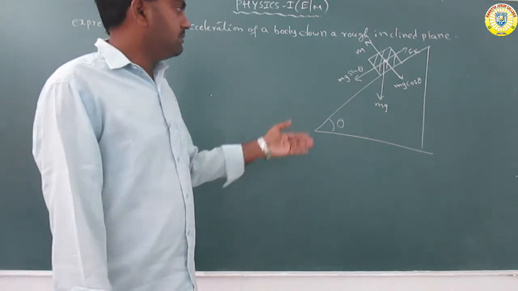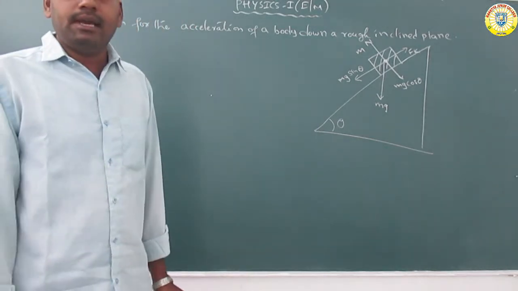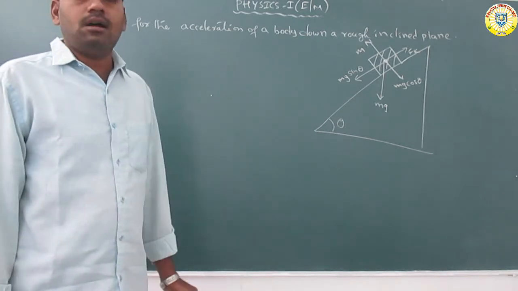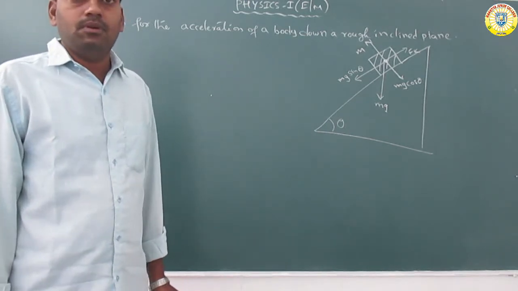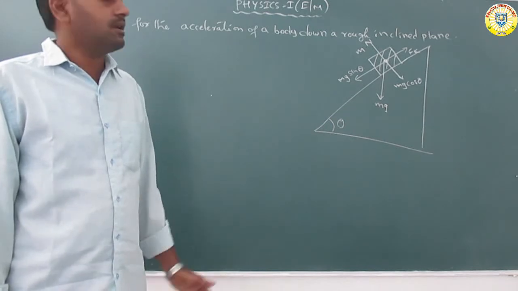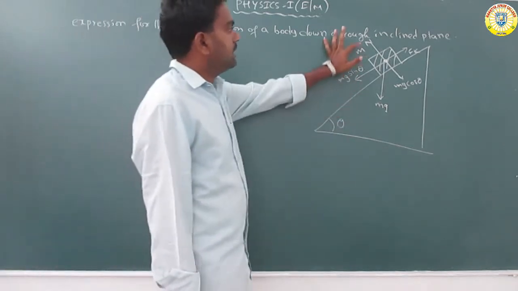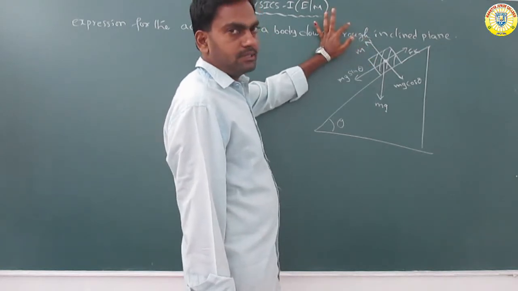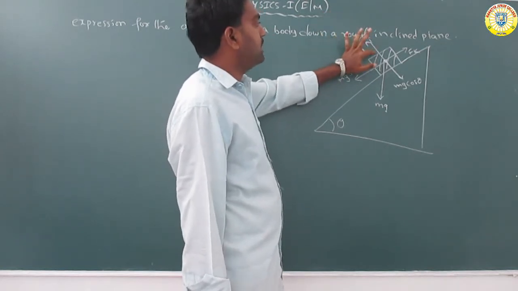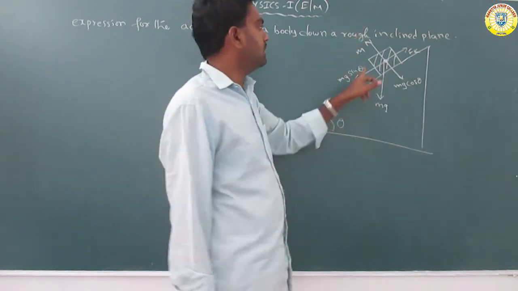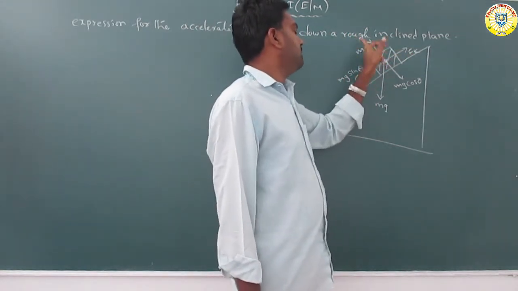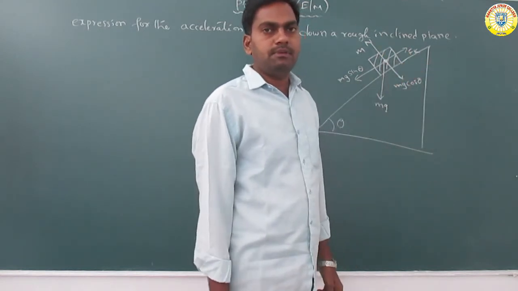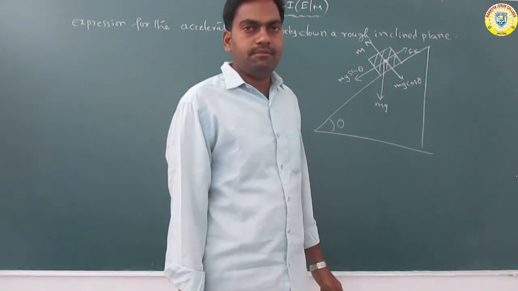So the weight of the object is acting vertically downwards, and mg sin theta and mg cos theta are its components. N is the normal reaction, acting upward, perpendicular to the body. And Fk is acting up the plane. So Fk is the kinetic friction.